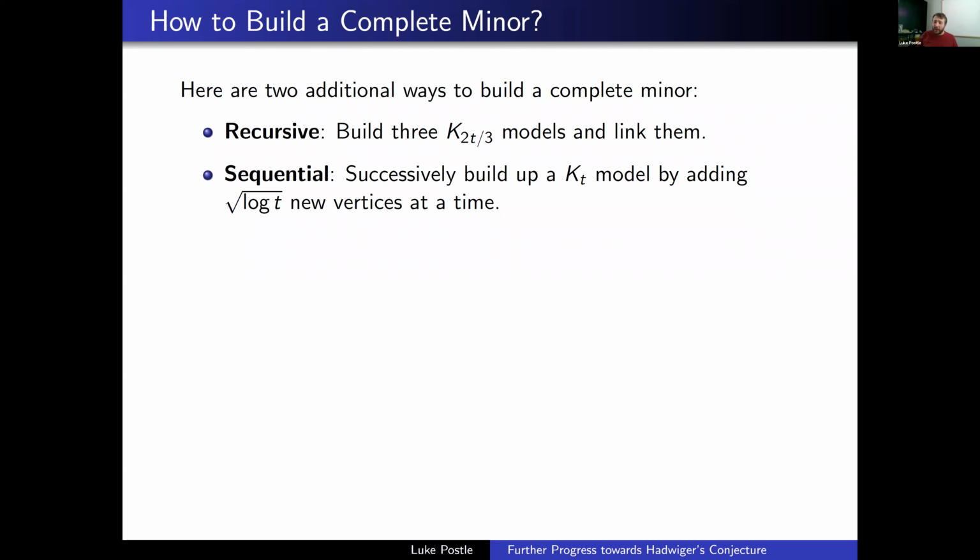The other way is sequentially. So instead of building all at once, let me successively build up a K_t minor by adding about square root of log t new vertices at a time. So let me build it, and then I'm just going to build a little bit more, and a little bit more.